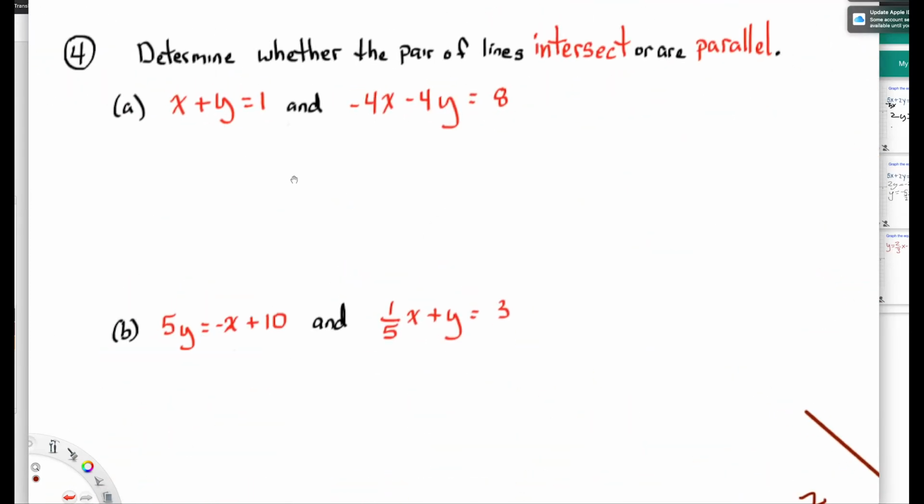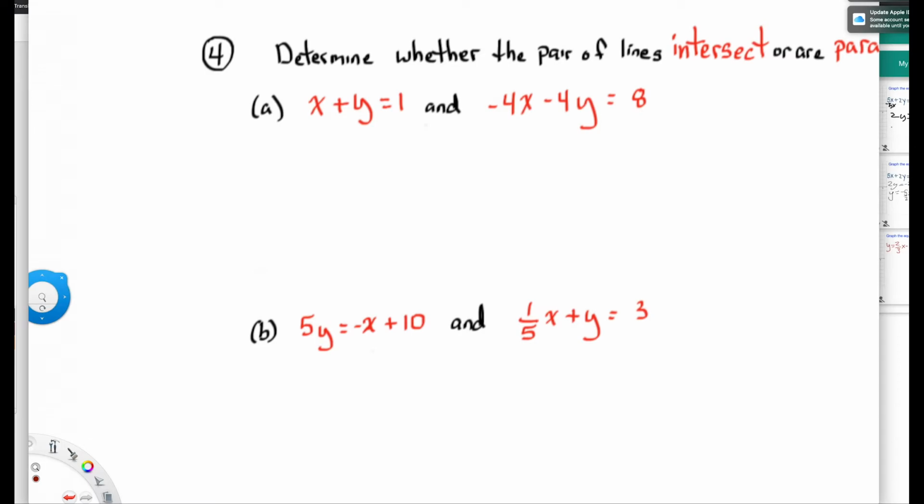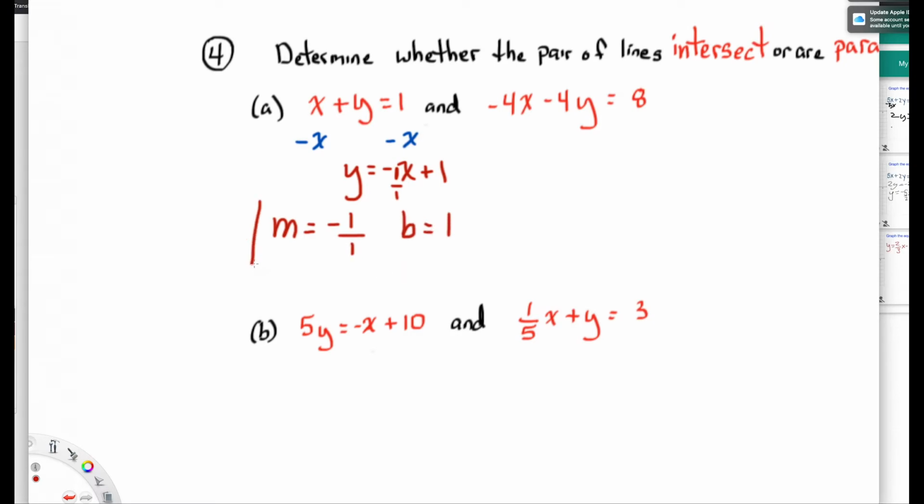I'm going to zoom in here on this one. And how do we solve for y in this equation? Well, we got to get rid of x. How do we do that? We subtract it. Subtract x. So now we get y equals negative x plus 1. So what's my slope? There's only a negative in front of the x. We know it's 1 over 1. So this is negative 1 over 1 is our slope, and our y-intercept here is 1. Okay?